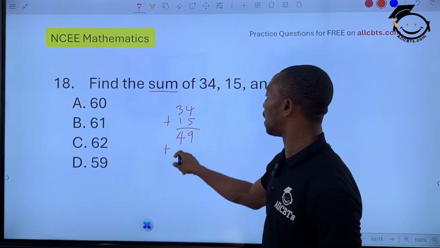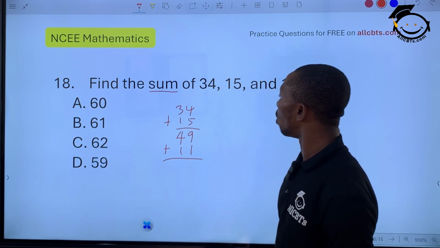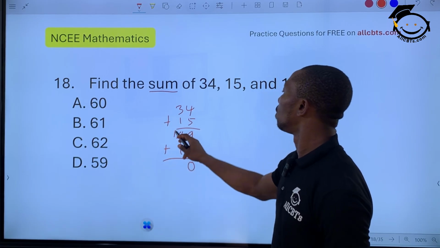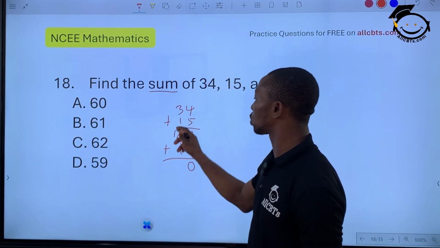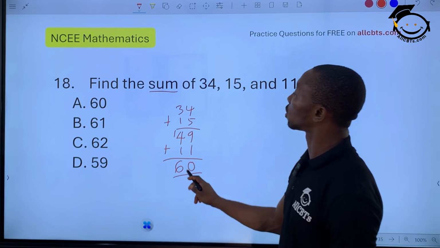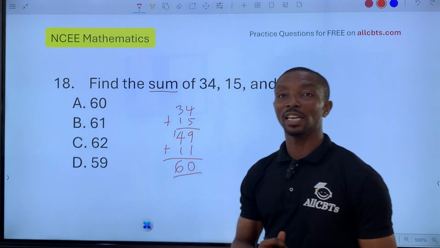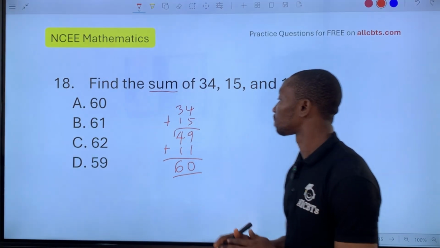Now, plus 11. All right, 9 plus 1 gives us 10. Write down 0, carry 1. 4 plus 1 is 5, plus 1, 6. So, the sum of 34 plus 15 plus 11 gives us 60.